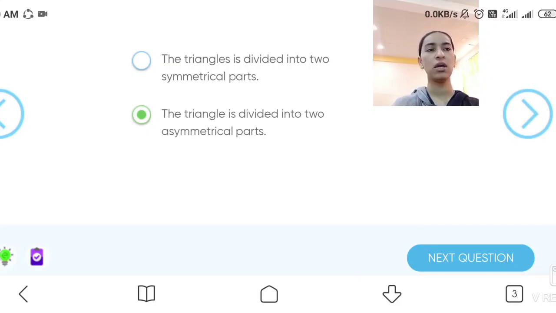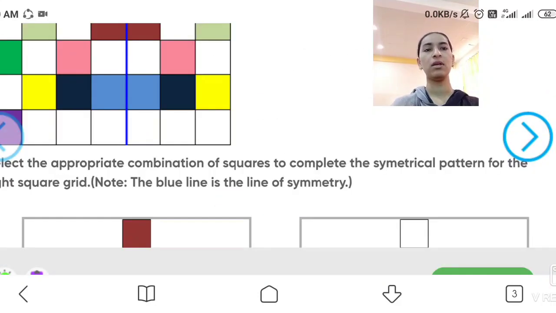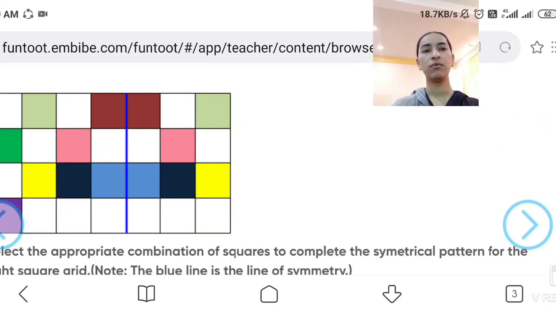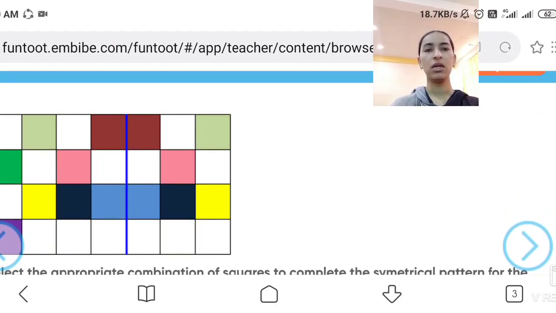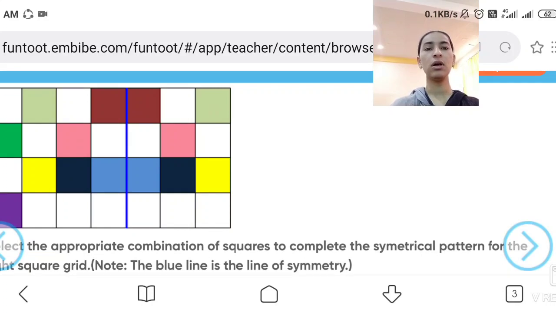Okay students, now the next one. See, you can see the figure. Yes students, it is a rectangle. Now it is a rectangle, but we have to complete it. The blue line shows the line of symmetry. Select the appropriate combination of squares to complete the symmetrical pattern for the right square grid. Now you can see the dotted line, that blue line, is the line of symmetry.